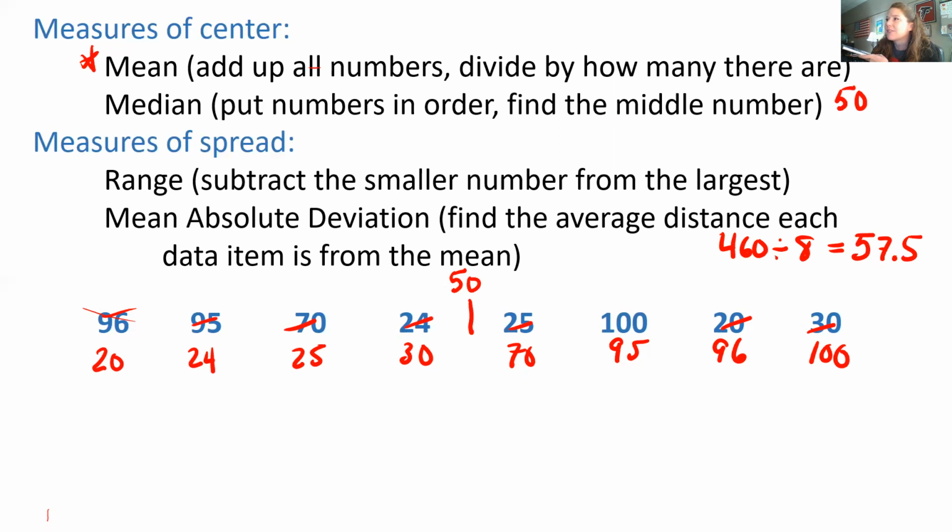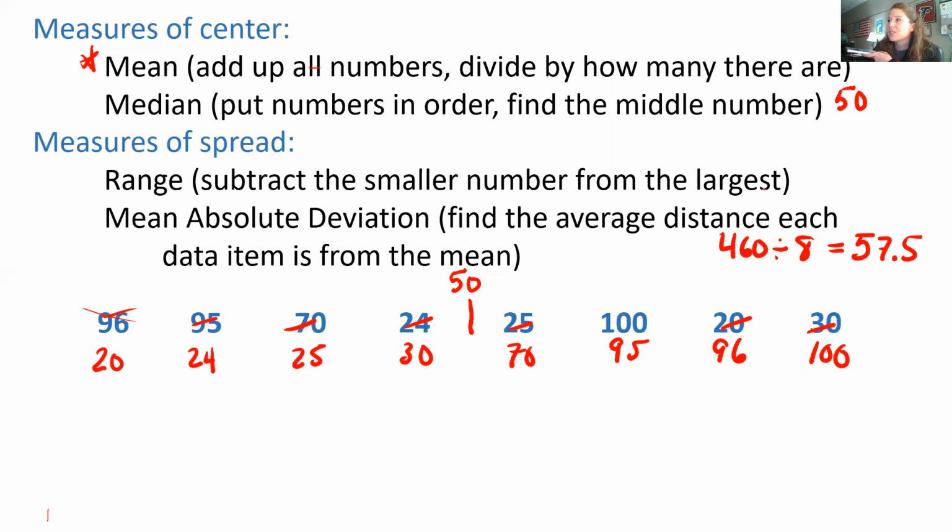Now, I wouldn't consider that we have an outlier. We have 4 pretty small numbers that are close together, and we have 4 big numbers that are kind of close together. So we wouldn't say that there's one number that's far away from the rest of the data, right? So if I was going to describe the center of this data, I would use the mean, 57.5.